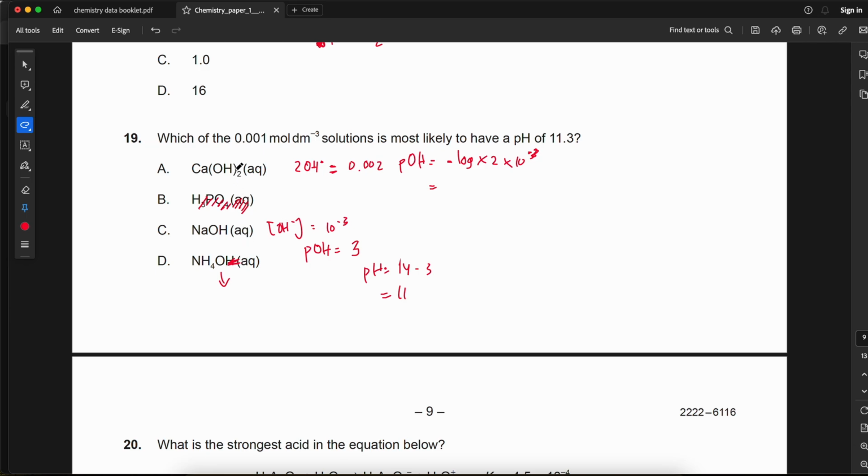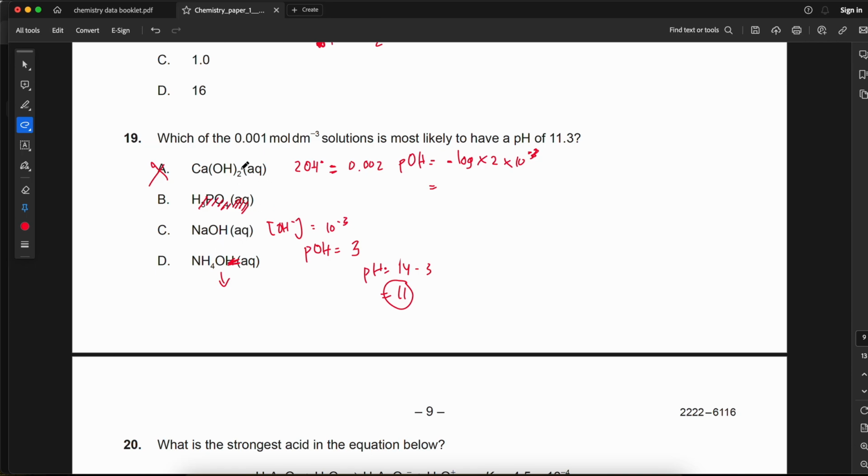So this is not the answer. Now we are left with A and C. C is 11, but we need 11.3. So definitely it will be A because the concentration of OH minus is higher. So without a calculator, you can estimate that Ca(OH)2 would be slightly greater than NaOH because it has 2 OH minus.